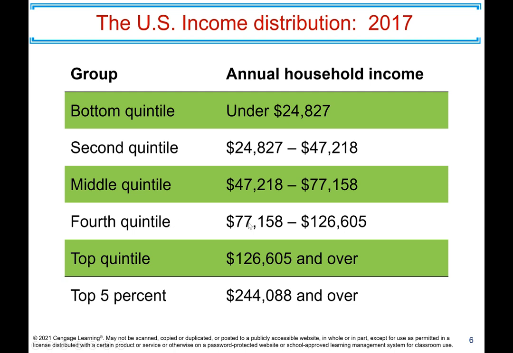The fourth quintile is $77,158 to $126,605. The top quintile is $126,605 and over. The top 5% of the population makes $24,088 and over.